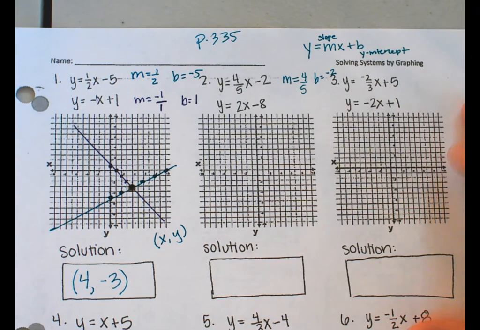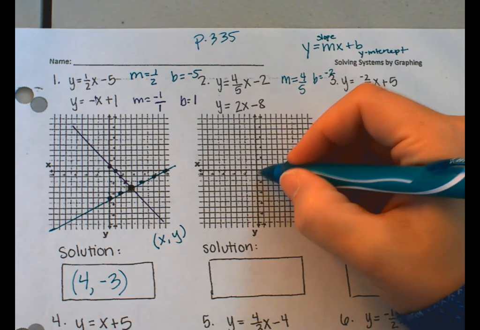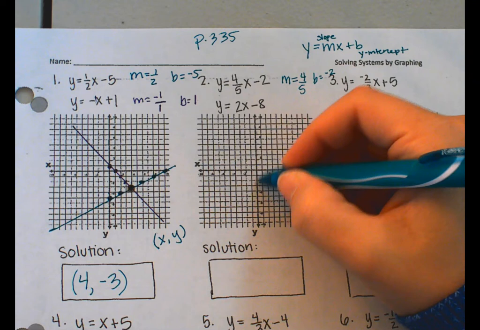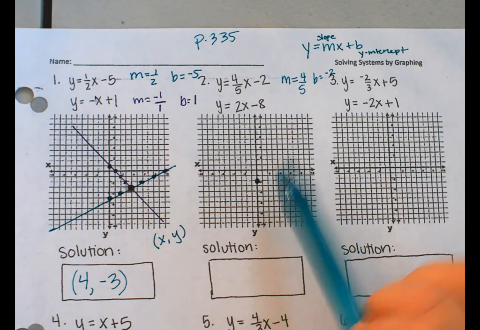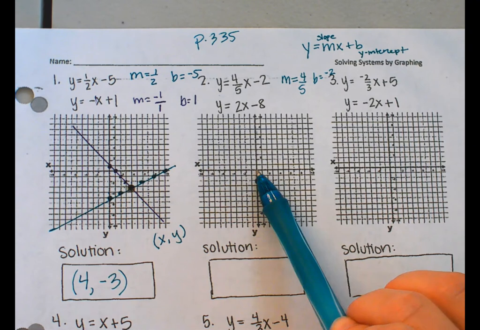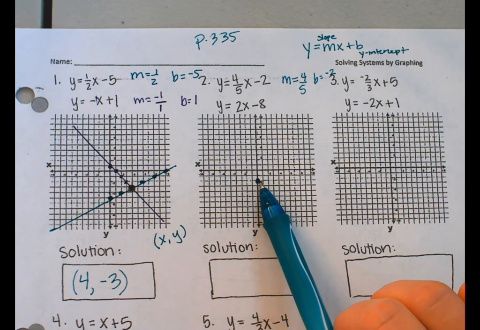So when I graph that, we always graph b first. So I'll graph -2 first. So I find -2 on my y-axis, which would be right here. I know it's hard to read the numbers, but if this is 0, this is where my x and y cross, so this is 0. -2 would be 2 underneath that.